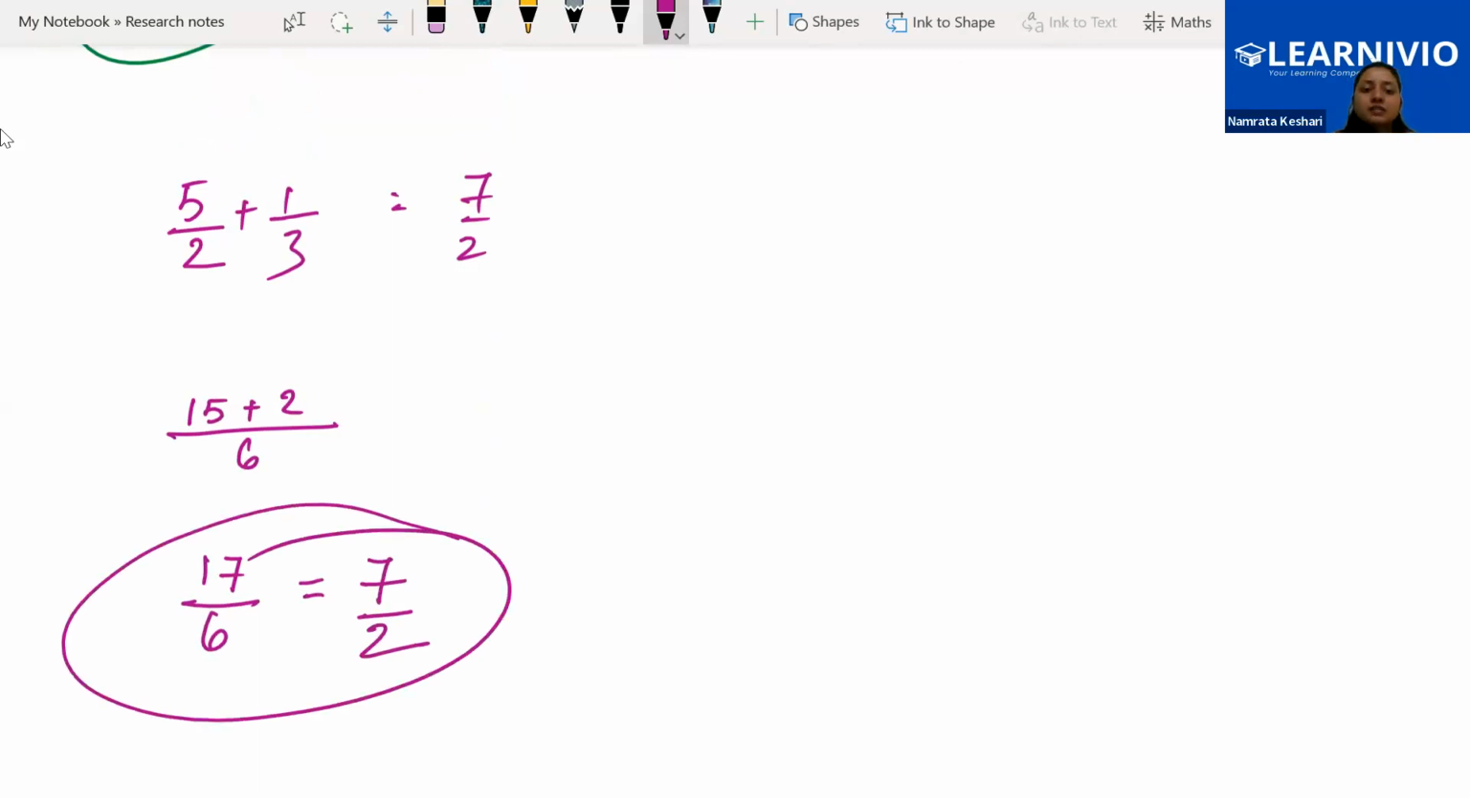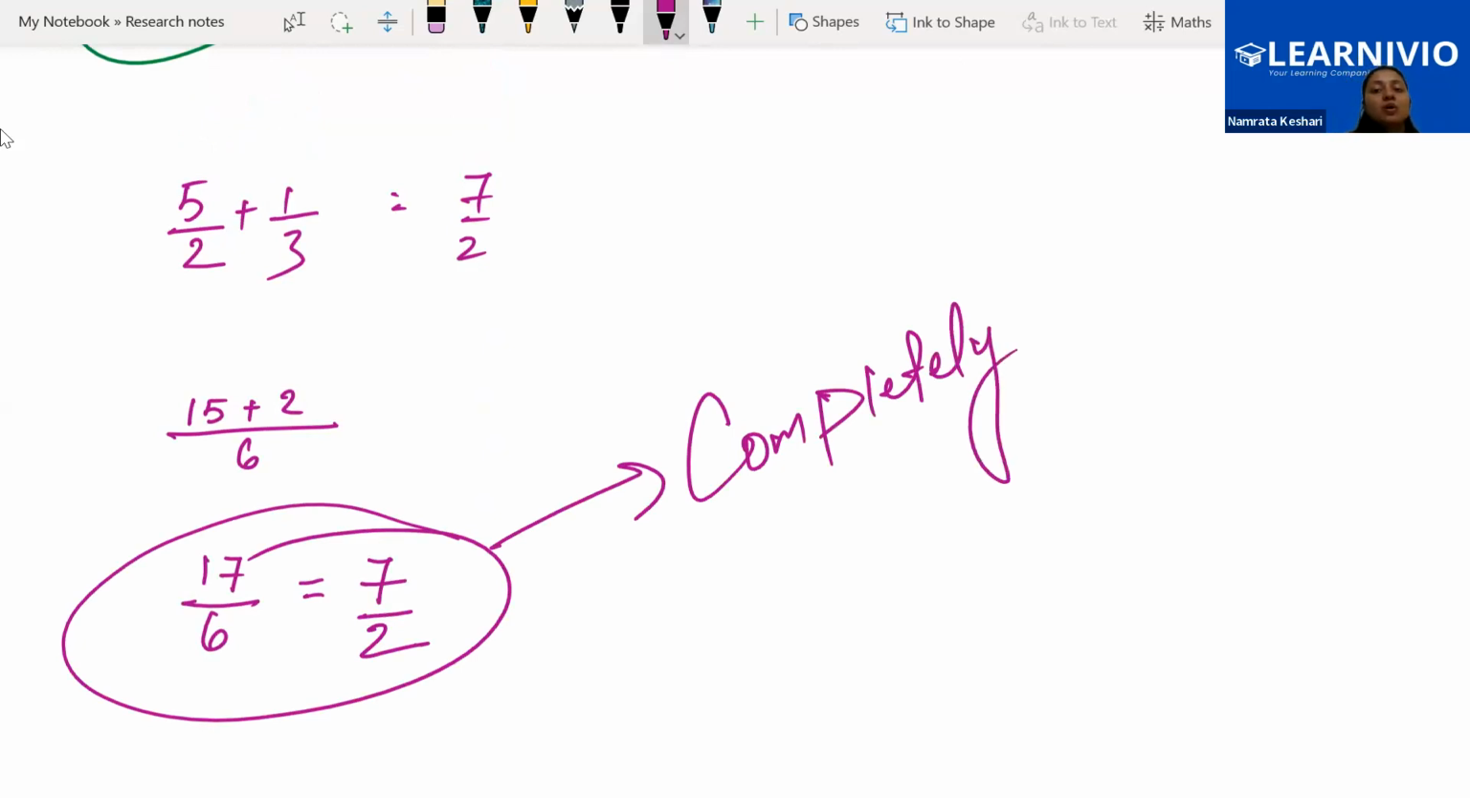In mathematics, whenever you say that 17 by 6 is equal to 7 by 2, this is completely incorrect. Okay, 17 by 6 and 7 by 2 are not the same. Even if we try cancelling out 17 and 6, numerator and denominator, which is not at all possible due to the prime number 17, it is not the same. And the conclusion we have got is completely false.